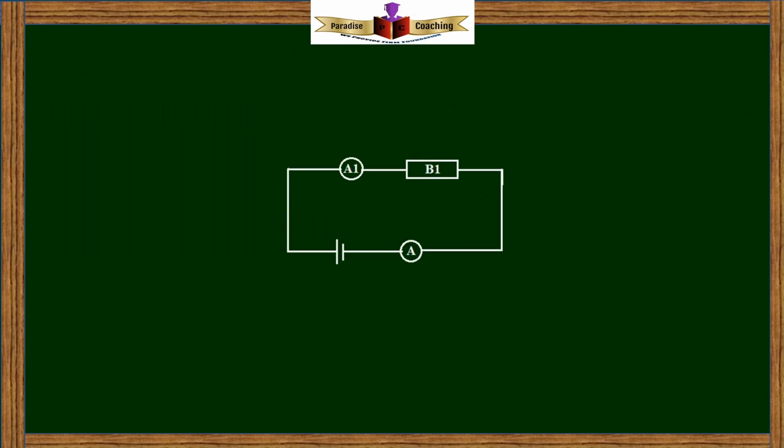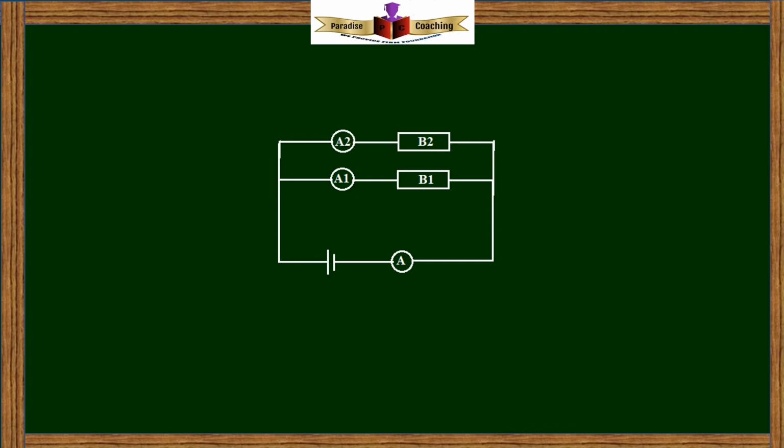Let's solve some analytical problems from previous question papers. Consider one single bulb connected as shown. The total current is equal to the current drawn by bulb B1. Now the second bulb B2 is connected in parallel as shown. The total current is equal to the sum of the current flowing through the bulbs B1 and B2.